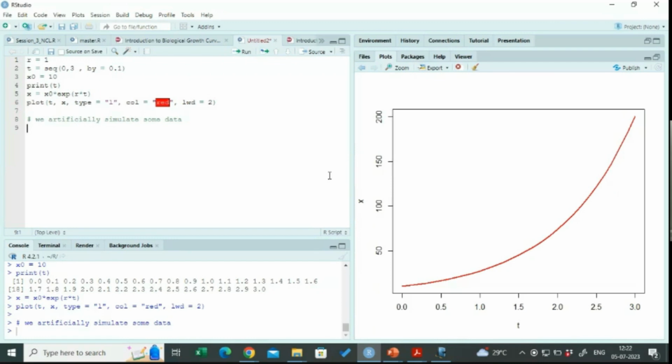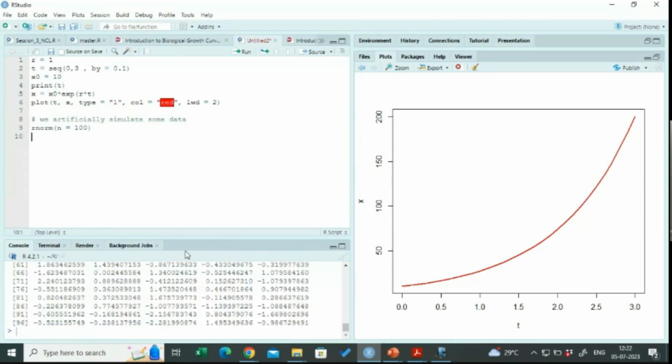Now, if you're using R, some of the letters are very important: R, D, P, Q. So rnorm is the function, say n equal to 100. This is going to give you 100 values from the normal distribution, the standard normal.